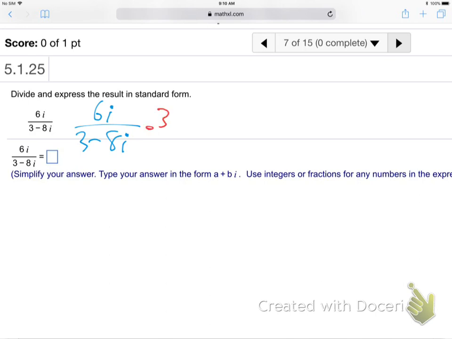So we're going to multiply by 3 plus 8i over 3 plus 8i, right? Top and bottom, like that. Opposite sign in the middle. Because it's glued together, you've got to use the whole thing. Can't just do the i. Got to do the whole thing. Plus or minus is glue them together.